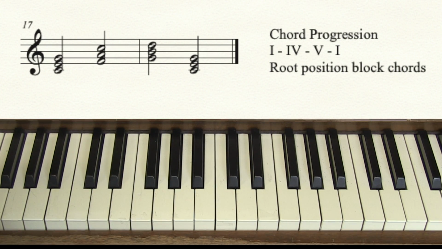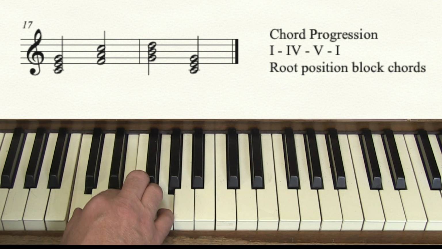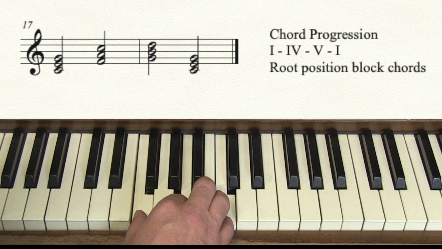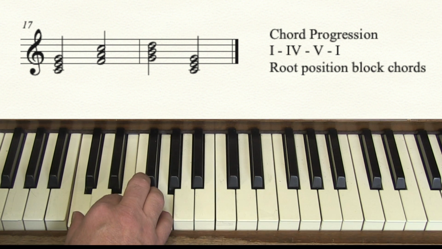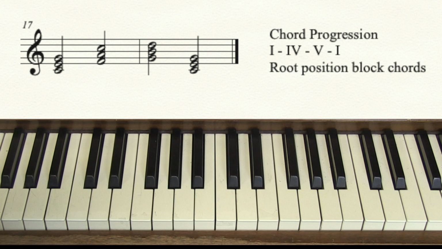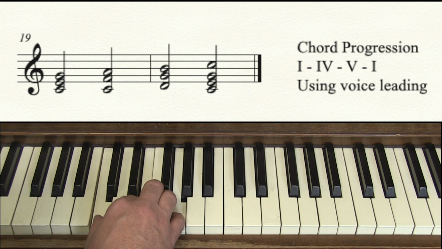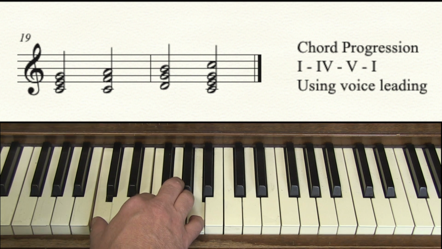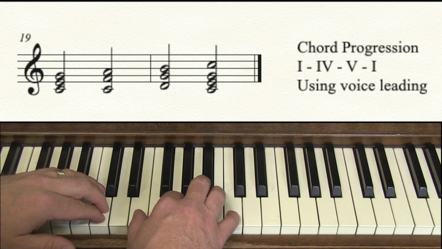Chord progression 1-4-5-1 using root position block chords. 1, 4, 5, 1. I sometimes refer to those chords as the rock and roll chords. Chord progression 1-4-5-1 using voice leading. 1, 4, 5, 1.